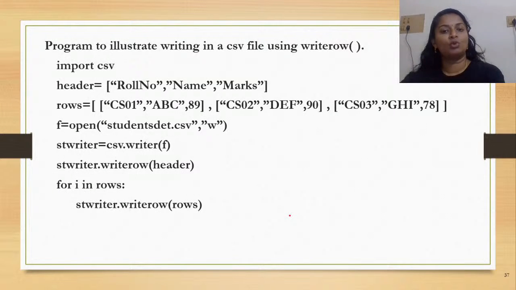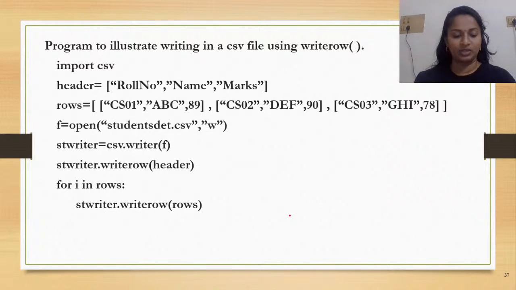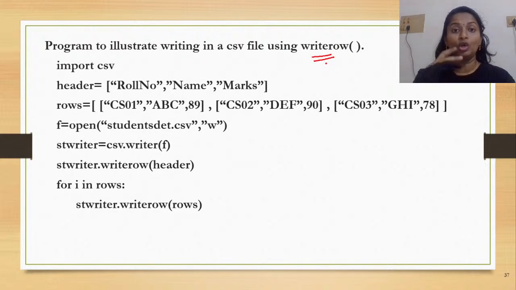Okay, let's see a small program so that we would understand the concept that we just learned. So see here, the program would illustrate writing in a CSV file using which method? writerow. Okay, since you are using writerow, you have to write each row of information. So what is the first and primary thing that you need to do in your program? You need to import the csv module, because right now we are going to handle CSV files.